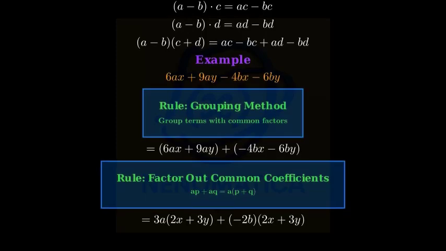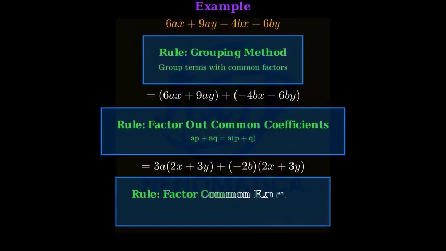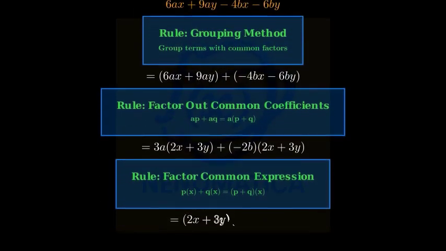In the second group, we can factor out negative 2b. Looking at what we've factored so far, we can see that 2x plus 3y is a common factor in both terms. So we can factor out 2x plus 3y from both terms. Our final answer is 2x plus 3y times the quantity 3a minus 2b.